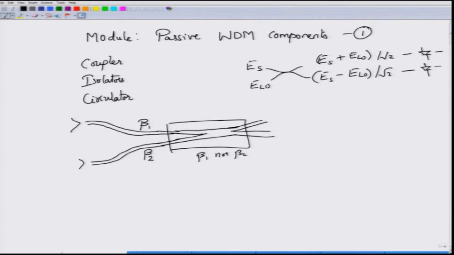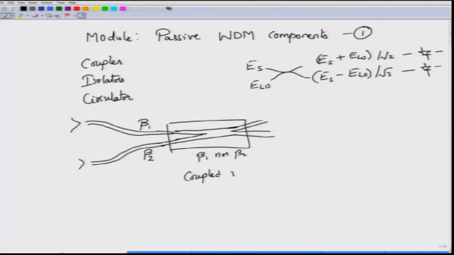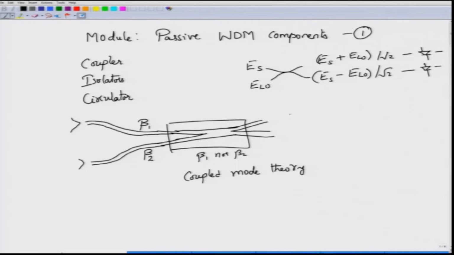How exactly this combination occurs, and what the resultant value for the overall beta is, is determined by what is called coupled mode theory. Coupled mode theory tells us that when you bring two waveguides carrying optical signals together, then there is a coupling between the two optical waveguides, which changes the overall propagation constant. Of course, it is not just the propagation constant which changes, what will also change is the amount of the power that goes out of these two ports.